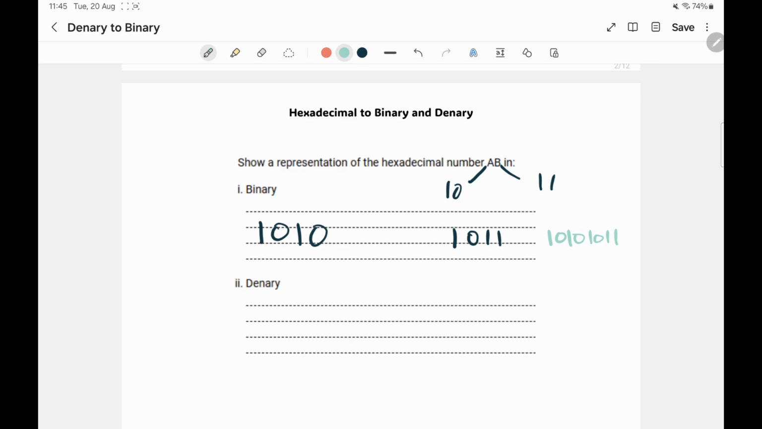Now for denary, we do exactly the same thing. We look at each number. So we've got the 11 and we've got the 10. Now in hexadecimal, our column numbers are, these are the 1s and this is the 16s. So we do 16 times 10, which is 160, plus whatever this number is. So plus 11, which equals 171. And that is it. We've just converted hexadecimal to both binary and denary.